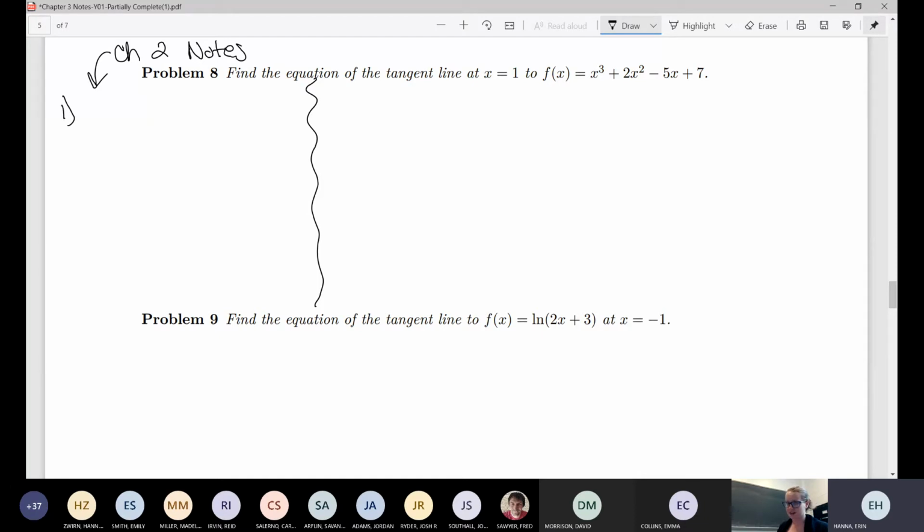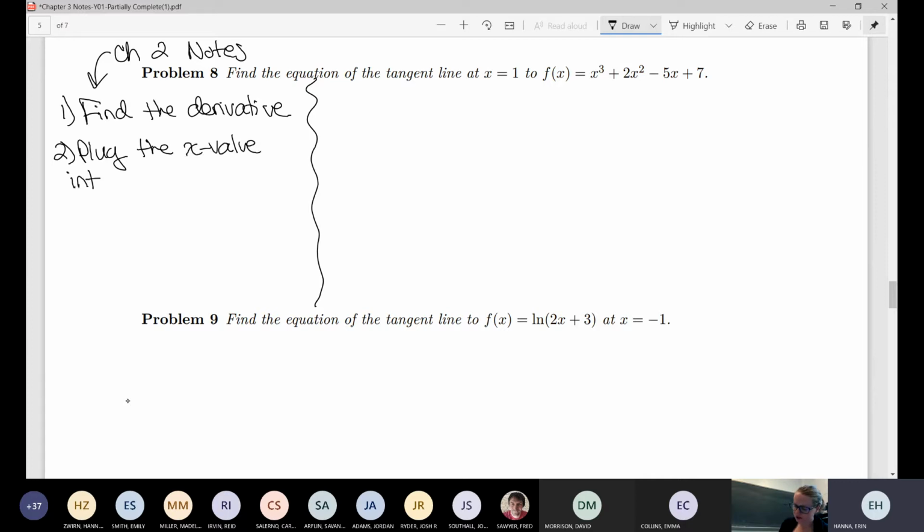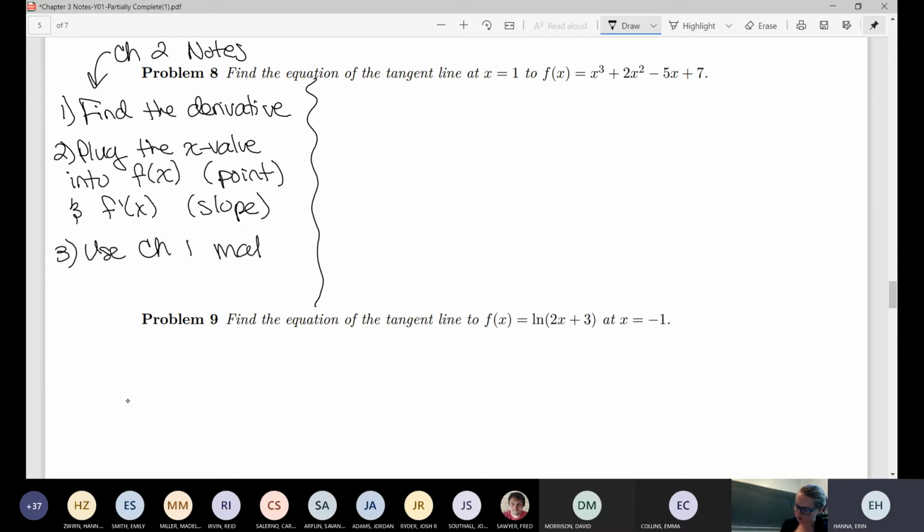To remind us of the process of finding a tangent line, we find the derivative. We plug the x value into f of x for our point and f prime of x for our slope. And then we use chapter 1 material to write y equals mx plus b. Again, we have that process written down already. It's just back in chapter 2 notes.